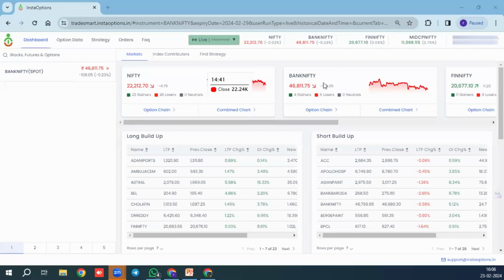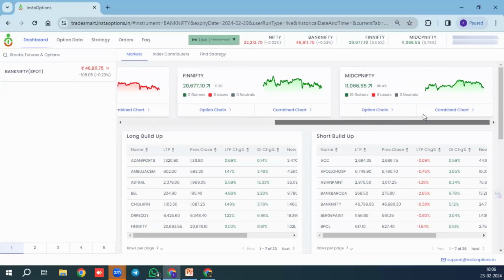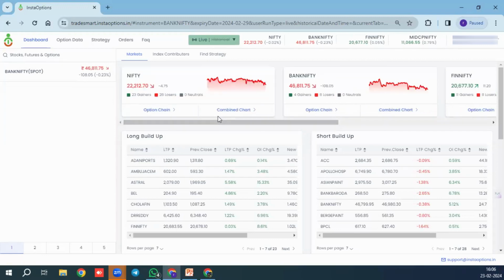मार्केट्स में क्या क्या है? निफ्टी, बैंक निफ्टी चार्ट्स है, और फिर निफ्टी, मिड कैप निफ्टी है. Like within 1 or 2 months we'll be adding Sensex as well.